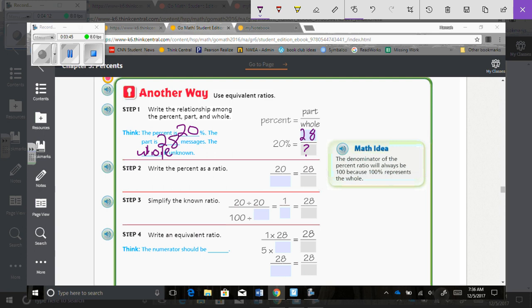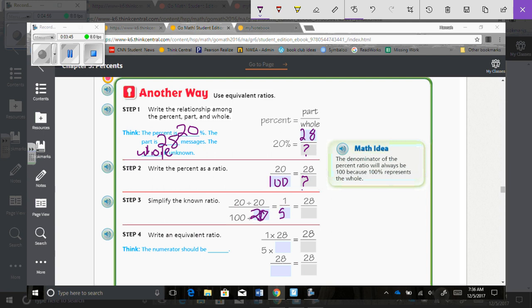So we go to step 2 and we write that percent as a ratio. So 20%, we know that percent is a ratio compared to 100, so 20% is 20 over 100. And we know that will equal 28 over something, but we still don't know that whole. Step 3 would be to simplify the known ratio. So if we simplify 20 over 100, we know that 20 and 100 can both be divided by 20, so we take the numerator and denominator and divide that by 20. 20 divided by 20 is 1, and 100 divided by 20 is 5. And that's going to equal 28 over the unknown.